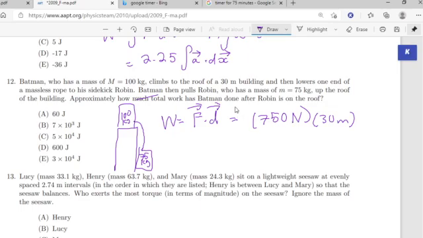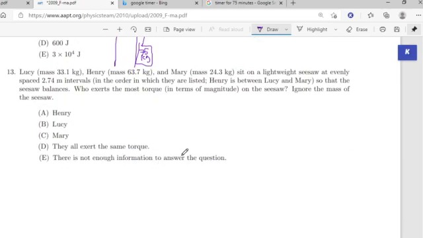How much work has Batman done after reaching the roof? Wait, what? Okay, I don't quite understand it. Batman has a mass of 100 kilograms, climbs the roof, lowers one end. Yeah, okay, I'm just going to get back to this one.